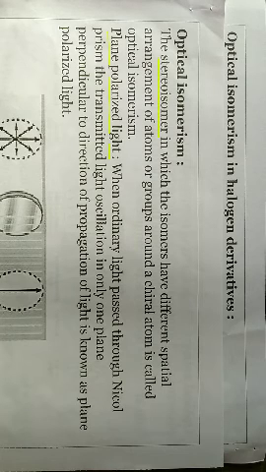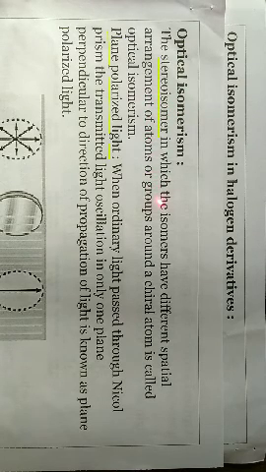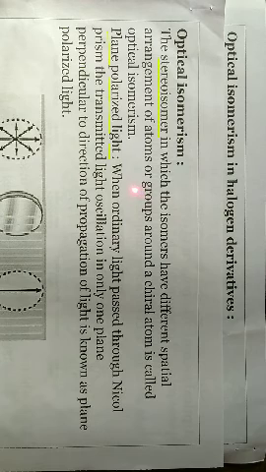Hello students, in this part we are going to see optical isomerism in the halogen derivatives. Let's see. Optical isomerism: the stereoisomers in which the isomers have different spatial arrangement of atoms or groups around a chiral carbon is called optical isomerism.